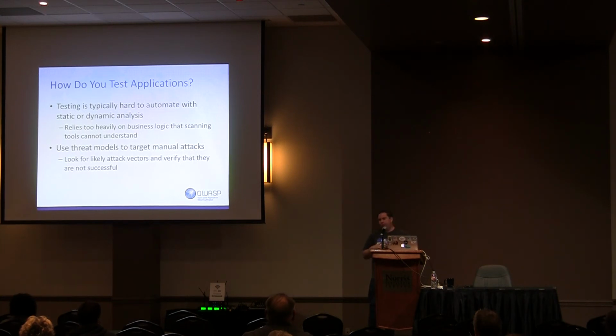So the way that we test for this is by using threat hunts, and we target manual attacks. So we will look for attack vectors, and then we will verify that they're not successful. So for example, we might log into the application and look at the session ID and say, is that session ID long? Is it random? If I log out and log back in, do I get the same session ID again? Or am I getting a different session ID, meaning it is being randomly generated upon each login? Those are the kind of things that we want to look for here.